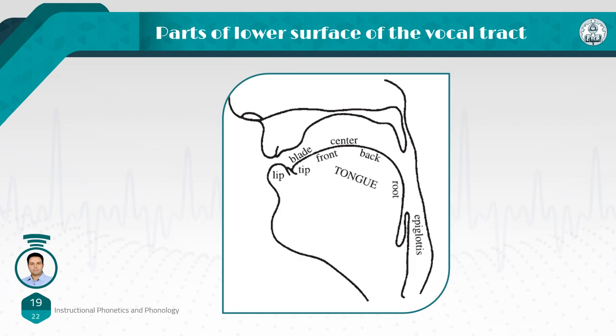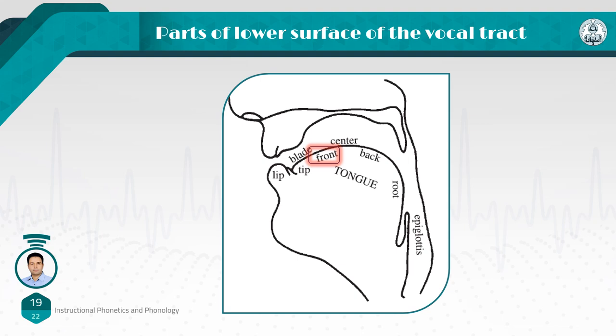In this picture, you can see parts of the lower surface of the vocal tract. First is, again, the lip. We have two lips, yes, this is the lower one. Then we have the tip and blade of the tongue. Tip of the tongue and then blade of the tongue. These are the most mobile parts of the tongue, tip and blade. Behind the blade is what is technically called the front of the tongue.